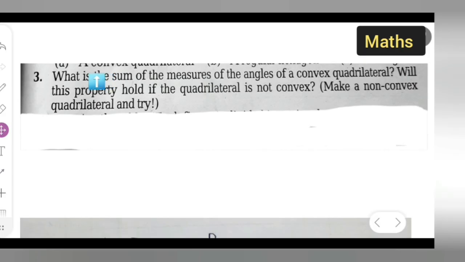I hope you have understood question number 3. You can all take down this question first: what is the sum? Sum means we are adding the measures of the angles. So we will be adding the measures of the angles of a convex quadrilateral. They are asking what will be the sum of the measures of the angles of the convex quadrilateral. And will this property hold if the quadrilateral is not convex? So if it is not convex, will this property hold? Make a non-convex quadrilateral and try.